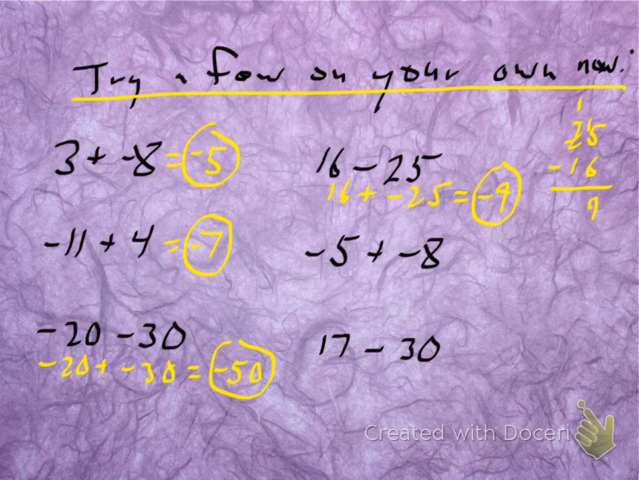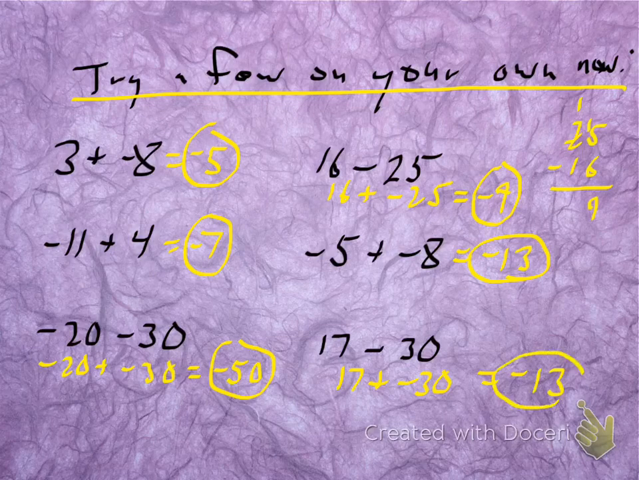Negative 5 plus negative 8, it's already an addition problem, so we don't need to worry about the first commandment. They're both negative, so we're going to add the values together. 8 plus 5 is 13. They're both negative, so we're going to have a negative 13. And the last problem, I'm going to rewrite as 17 plus a negative 30. They're different, so let's take the difference, which is 13, and then look at which one has a bigger value. In this case the 30 does, so the negative wins, and we get negative 13.